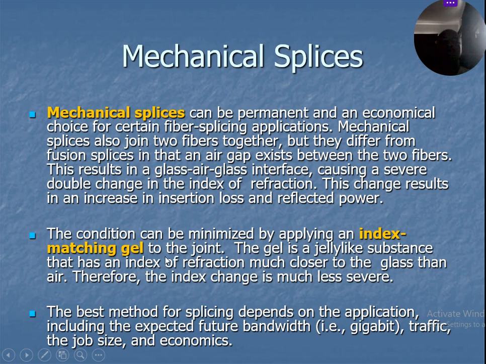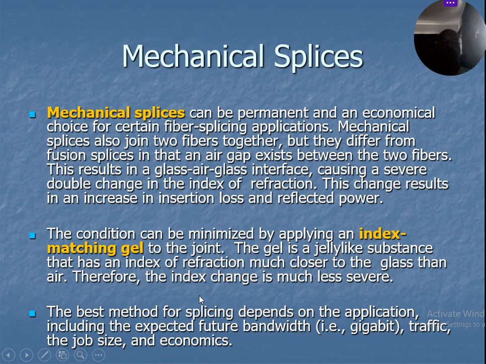Index matching gel is used to rub the joints where you are joining them together. The gel is a jelly-like substance that has an index of refraction, or refractive index, much closer to the glass. So instead of glass-air-glass, it's like glass-glass-glass. The job of the index matching gel is to improve the interface refraction index to something like glass-glass-glass instead of having glass-air-glass.